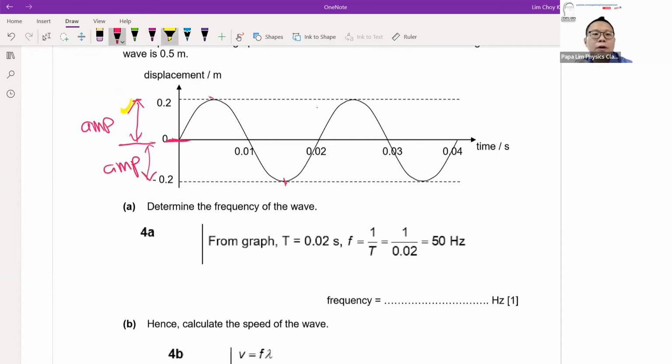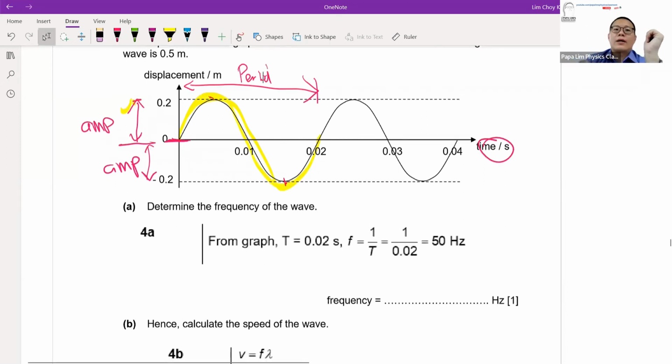Then after that, I'll identify where the period is, where this one cycle is. If this is a cycle, this will be the one cycle. So the one cycle on the x-axis will range from here to here. And because the x-axis is time in this graph, one cycle here actually refers to a period, the time taken for one cycle.